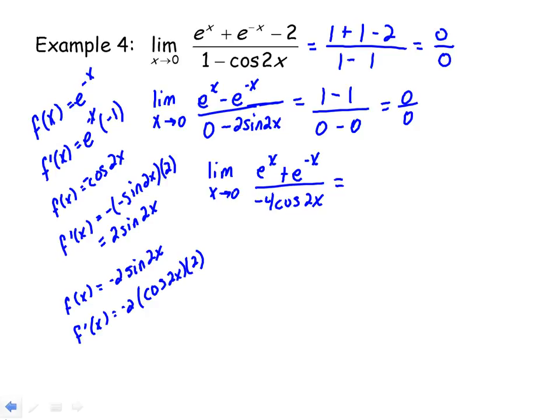Okay, so let's go here. Let's apply the limit. We took the derivatives, now let's apply the limit. E to the 0 is 1, plus e to the 0 is 1, which is going to be 2. And then cosine of 0, what did we say cosine of 0 was? Cosine of 0 is 1 times negative 4 is going to be negative 4. So we come up with negative 1/2.